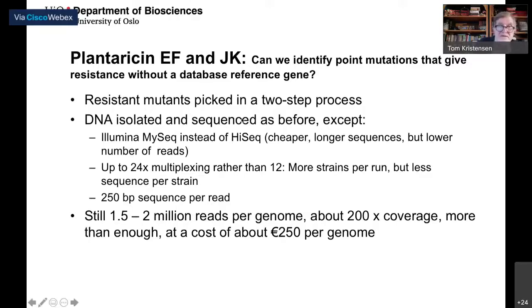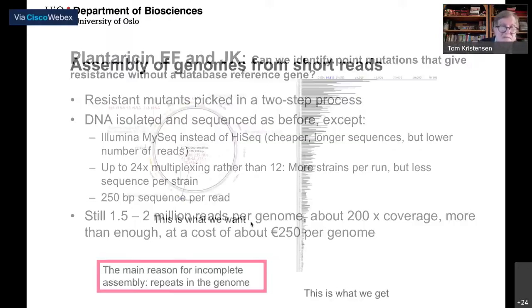and isolated DNA and sequenced as before. We also, of course, took the sensitive wild-type strain and sequenced it in the same way, except that we used the MiSeq instrument to get longer reads and cheaper sequence because we didn't have that much money. And we did multiplexing up to 24 times, which means that we could run more strains per run, but we will get less sequence per strain. But still, we ended up with 1.5 to 2 million reads per genome and a coverage of about 200 times, which is more than enough at a reasonable cost, I would say.